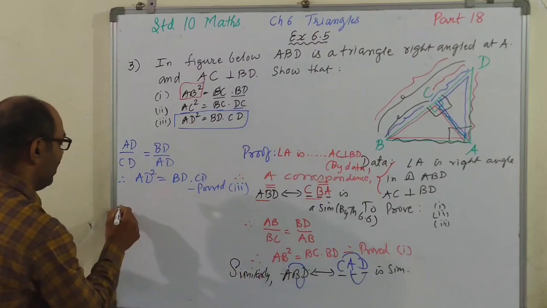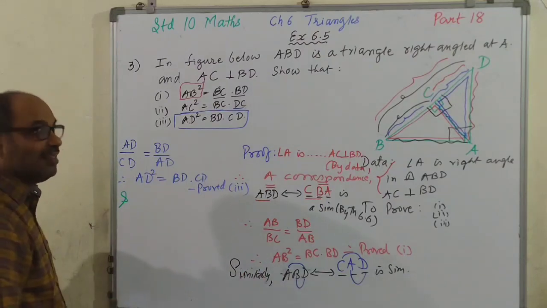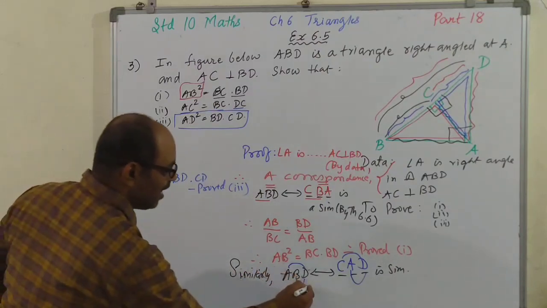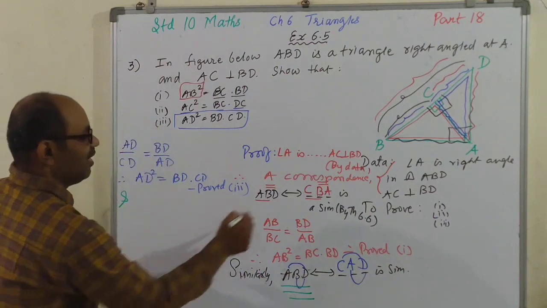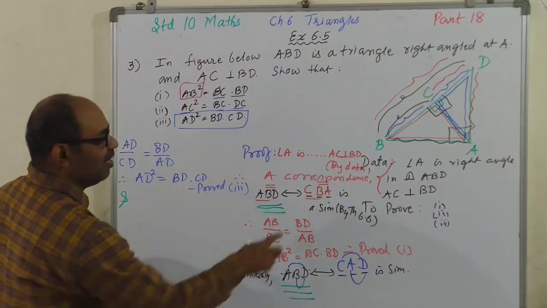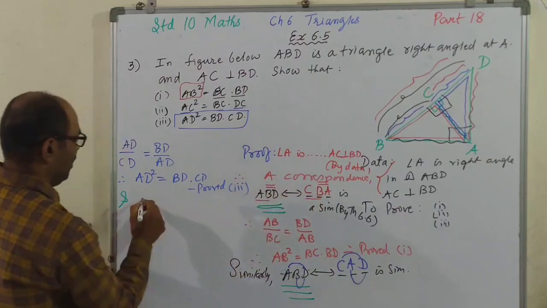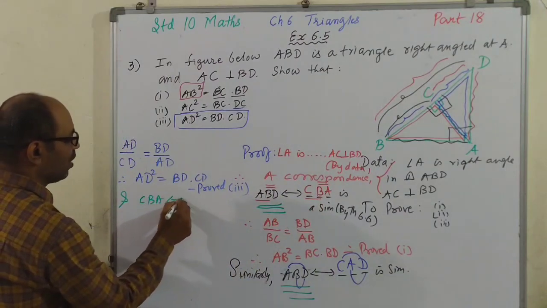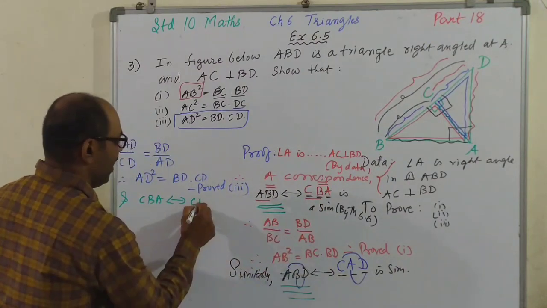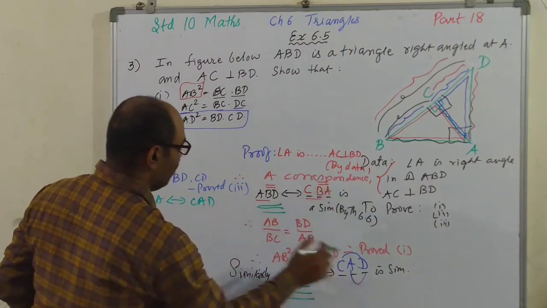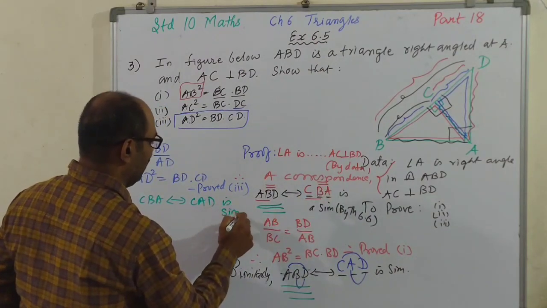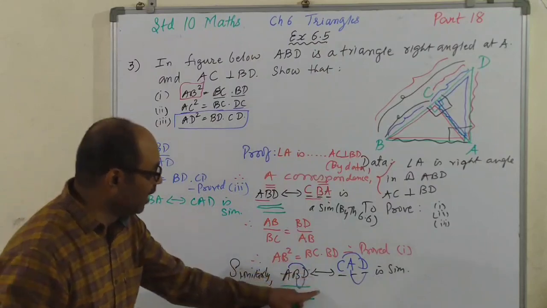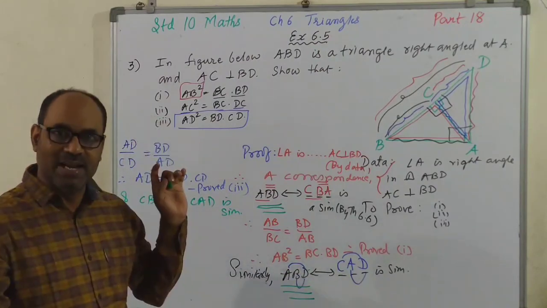Similarly this, and now the last one, see children, here we wrote ABD, here also we wrote ABD, so you get direct correspondence, CBA corresponds to CAD, right side le lo, is similarity. Similarly this and this is a similarity.